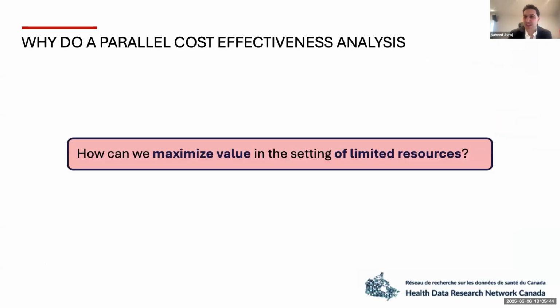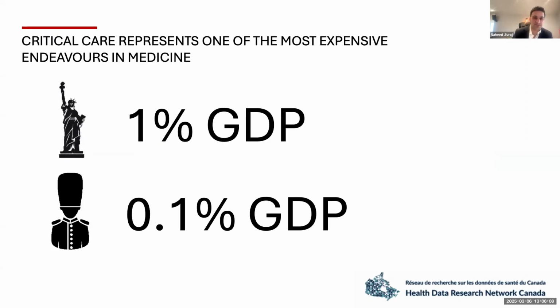So why do we do a cost effectiveness analysis? Well, I think it's really tempting to think of healthcare as an unlimited resource, and we often treat it that way. But a question posed by policymakers and now very recently funders is how can we maximize benefits in the setting of limited resources? And a cost effectiveness analysis is one mechanism or one tool that we can use to facilitate this. I think the second reason is that critical care represents one of the most expensive endeavors in medicine.